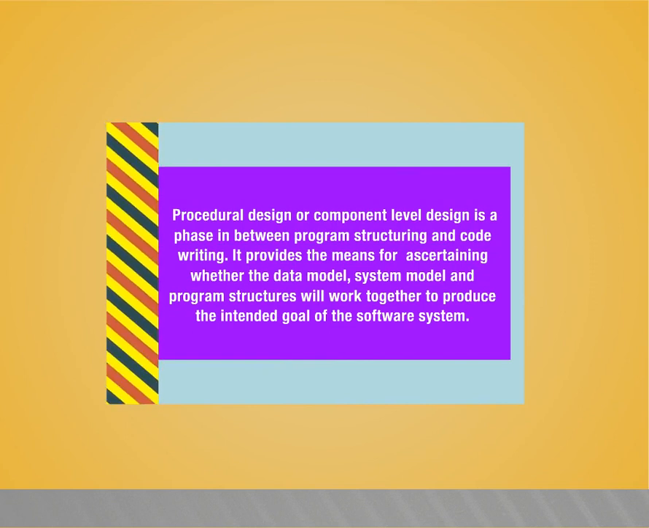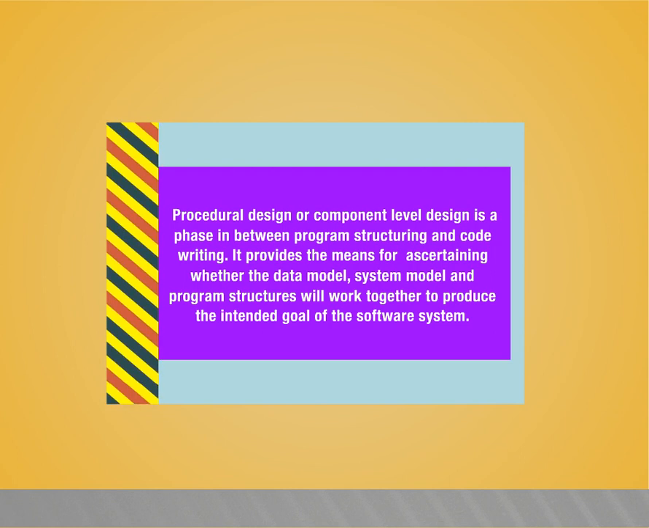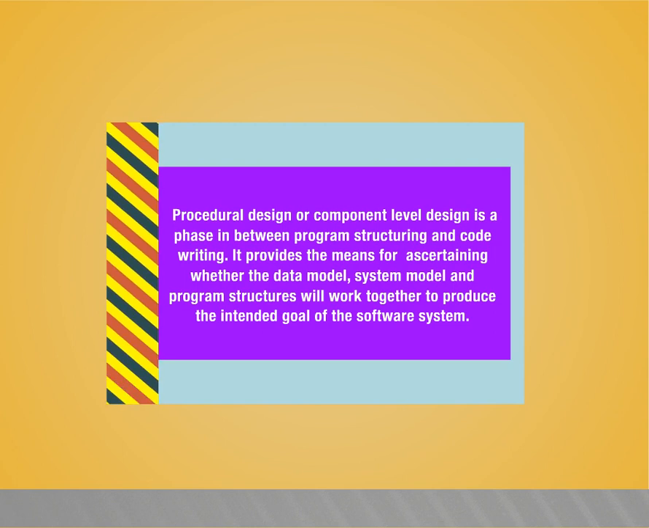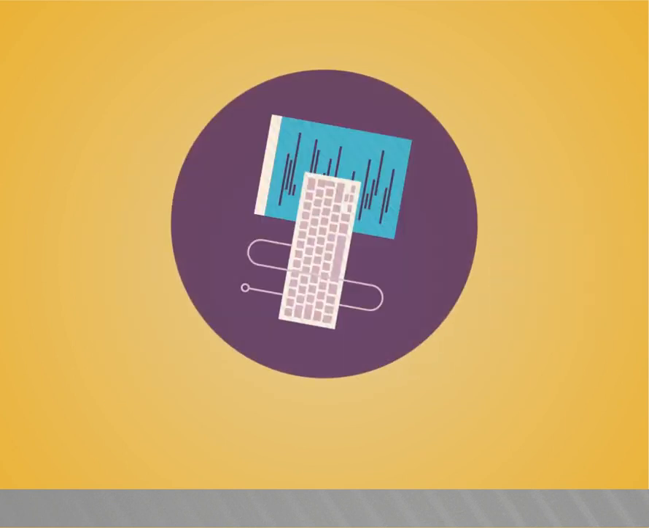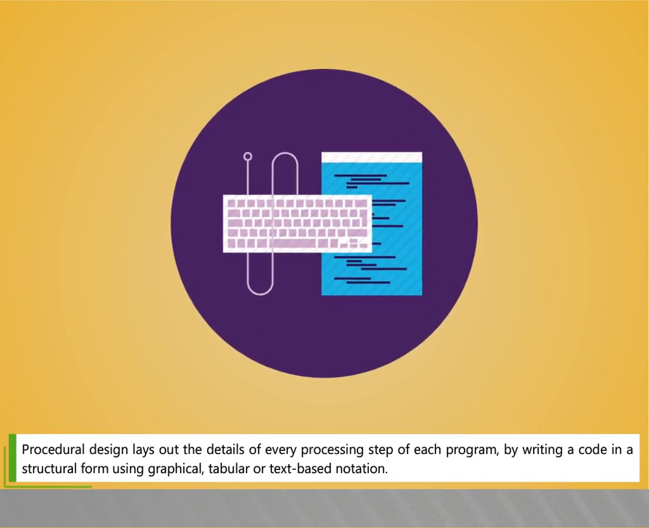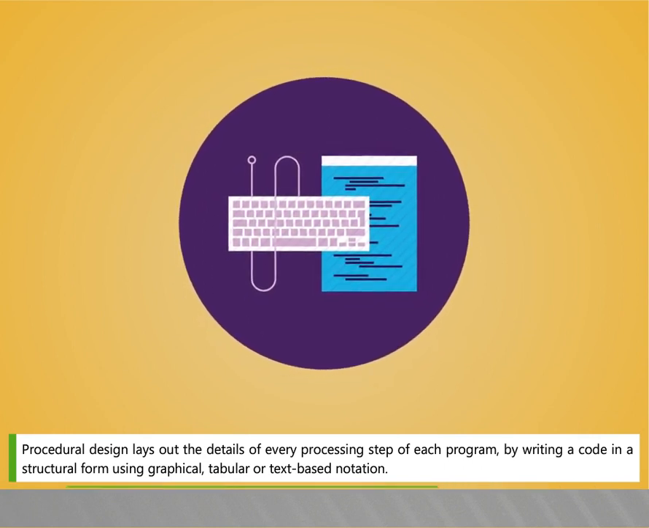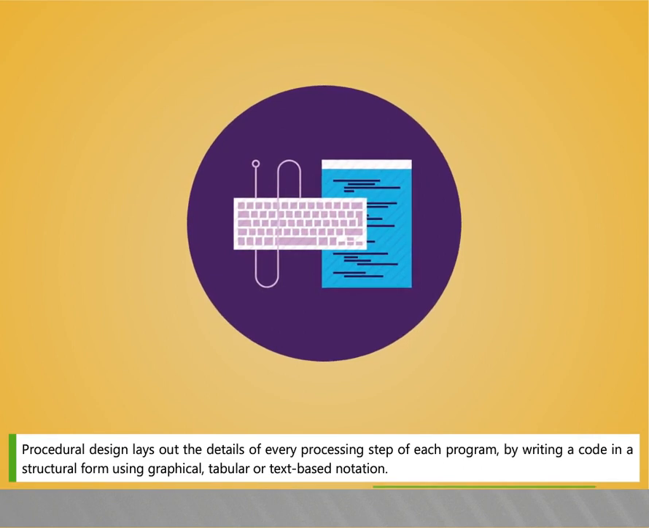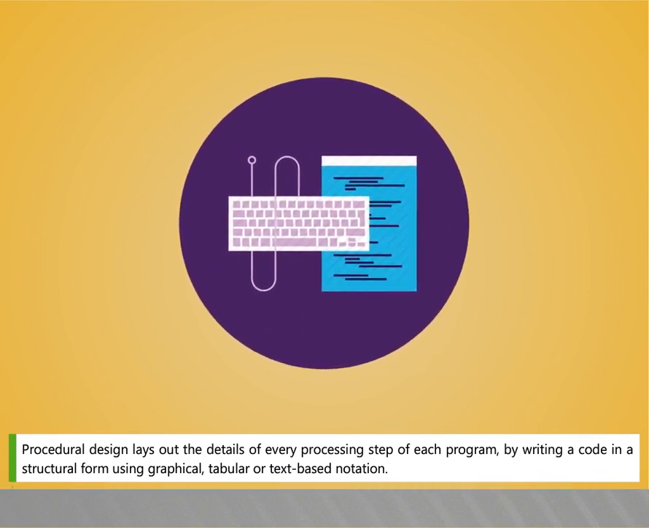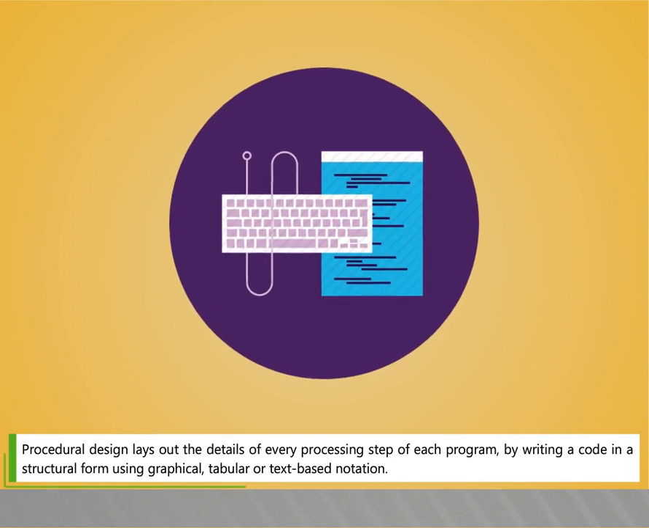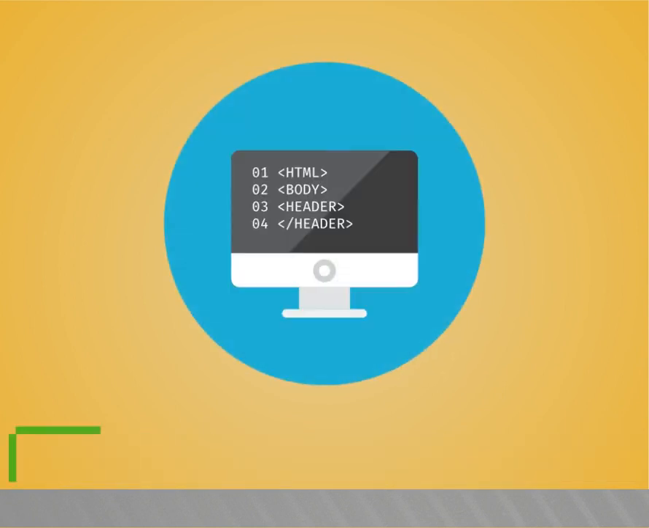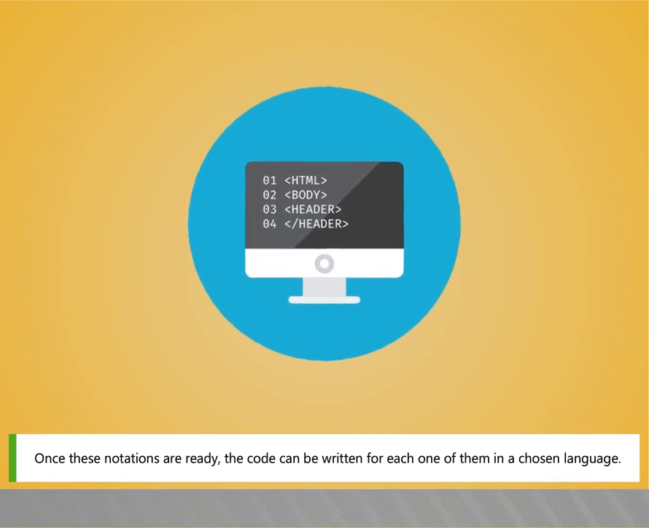Procedural design or component level design is a phase in between program structuring and code writing. It provides the means for ascertaining whether the data model, system model, and program structures will work together to produce the intended goal of the software system. Procedural design lays out the details of every processing step of each program by writing a code in a structural form using graphical, tabular, or text-based notation. Once these notations are ready, the code can be written for each one of them in a chosen language.